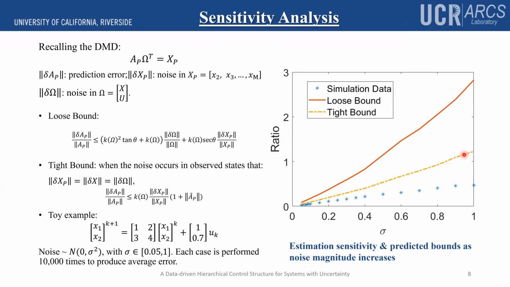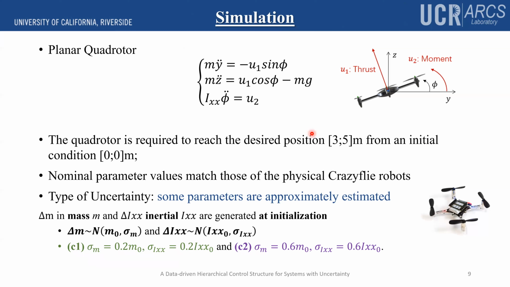That's most of the theoretical analysis. To evaluate the efficiency of our structure, we do simulation and experiments with the quadrotor. In the simulation, the planar quadrotor is required to reach the desired position from the origin, and the nominal parameter values match those of the physical Crazyflie robots, which we will use in the later experiment.